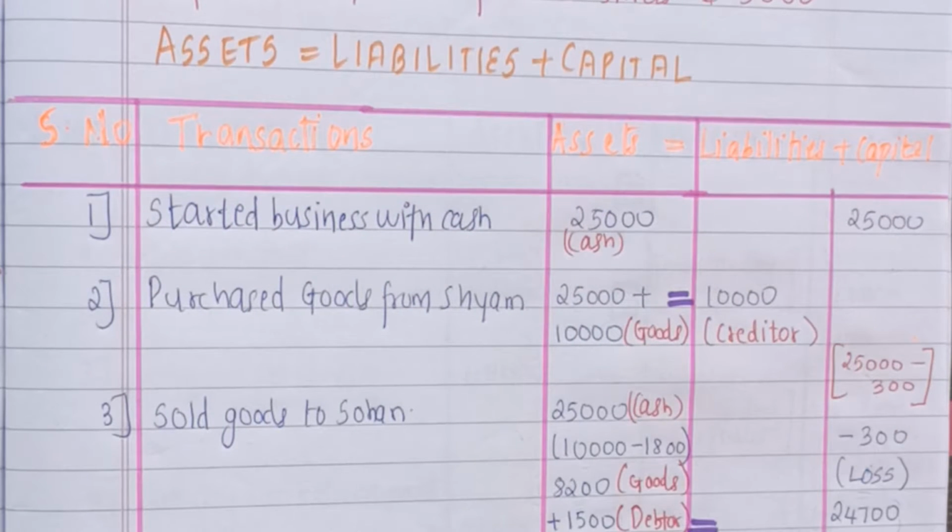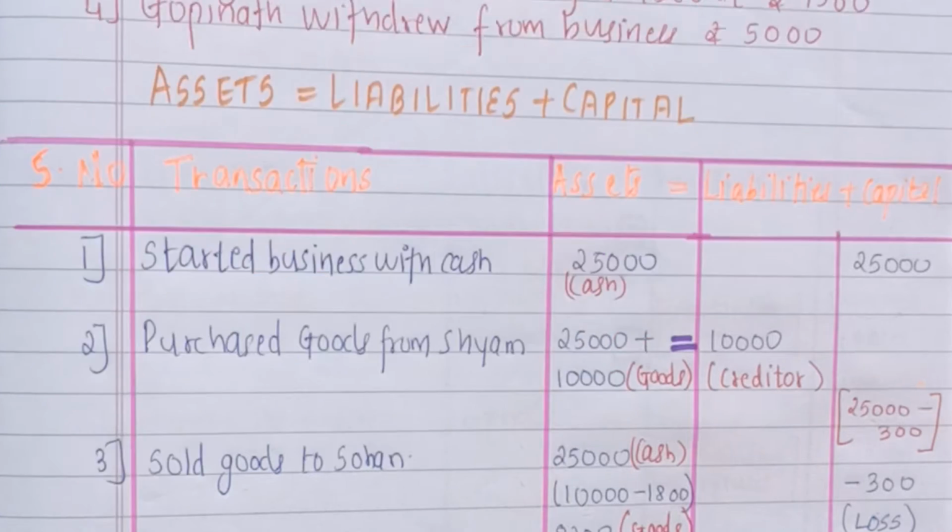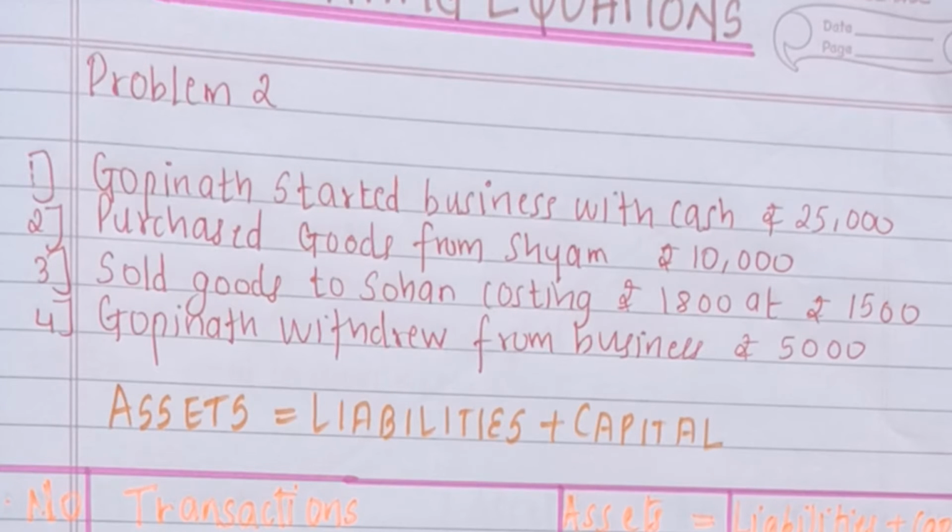Under the asset side, we need to put 25,000 as the business gets cash, and at the same time rupees 25,000 will be recorded on the capital side, because according to the separate legal entity concept, we know that the owner's business life and the personal life both are supposed to be treated differently. Moving on to the second transaction that says purchase goods from Shyam at rupees 10,000.